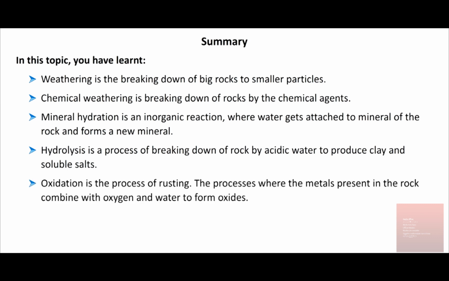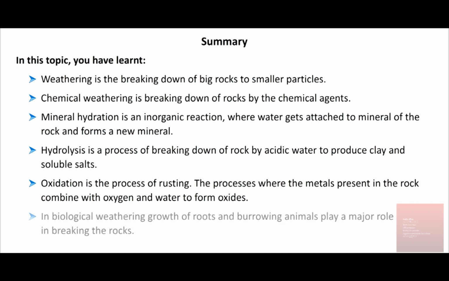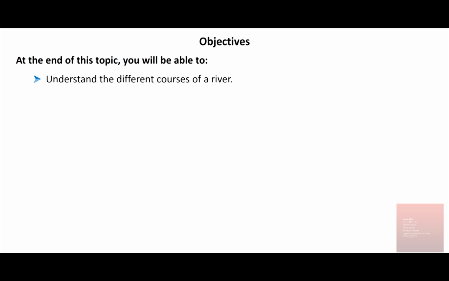Oxidation is the process of rusting. The processes where the metals present in the rock combine with oxygen and water to form oxides. In biological weathering, growth of roots and burrowing animals play a major role in breaking the rocks. At the end of the topic, you will be able to understand the different courses of a river, identify the different landforms associated with running water.